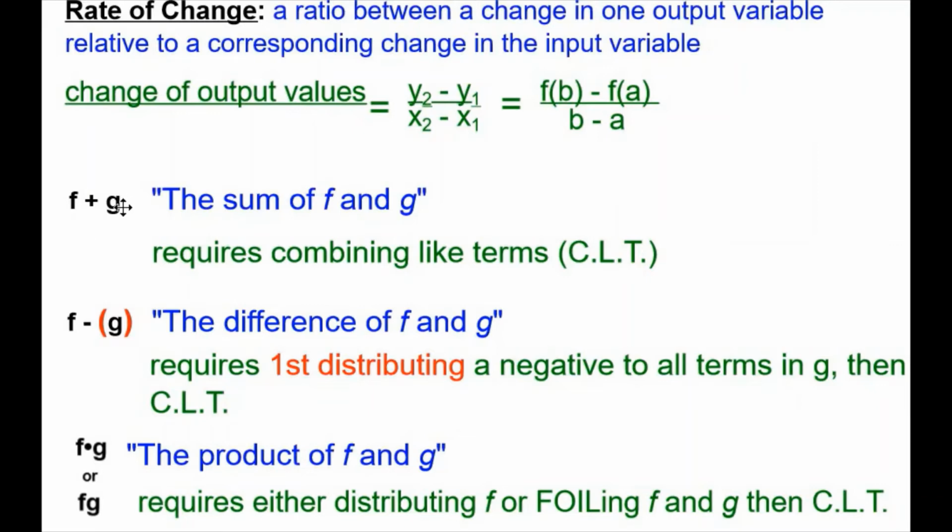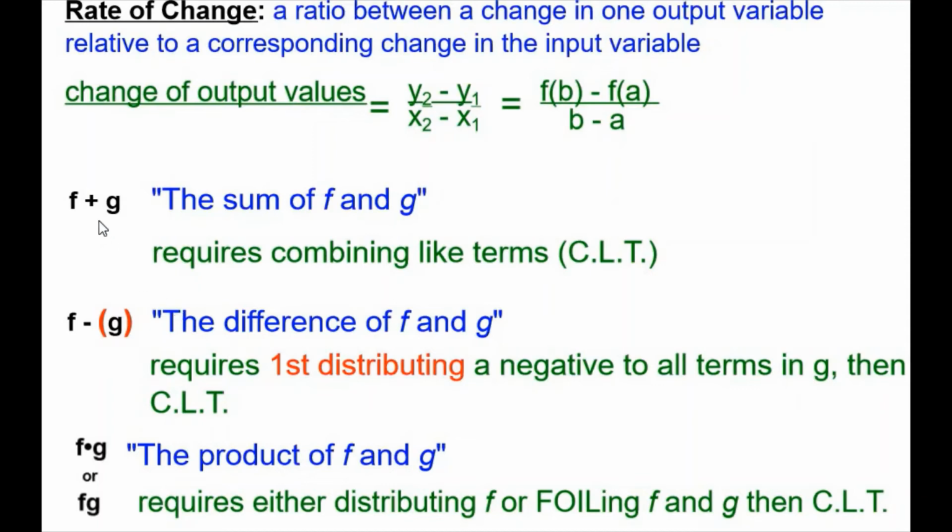And your job is to know what f and g are, and so that would be read as the sum of f and g. And this will require you to combine like terms. So the easiest operation to have to deal with is addition, because all you're doing is taking the like terms of f and the like terms of g and adding them together.